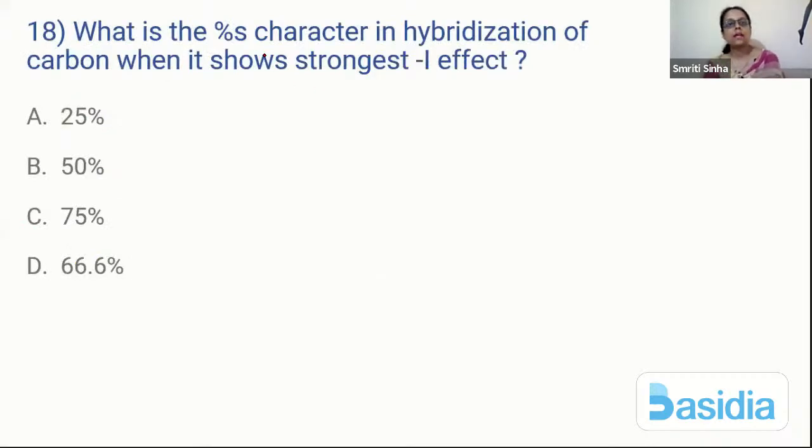Next, what is the percentage s character in the hybridization of carbon when it shows the strongest minus I effect? When it shows the strongest minus I effect, there will be more acidity. So what will be the s character? So remember 75%. The more the s character, the more the acidity, and the stronger the minus I effect.